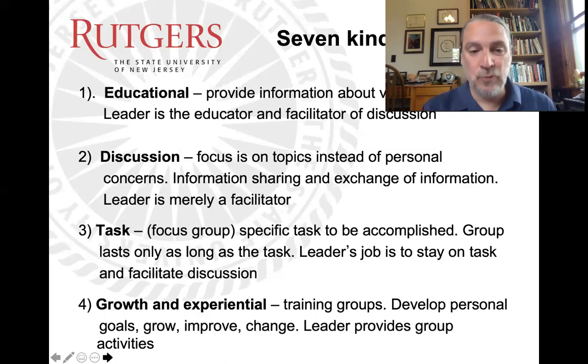Next, we have a task group, and very often these are called focus groups as well. This group is just put together for one purpose. And then as soon as that purpose is accomplished, the group disbands. You see these in the working world all the time. Here's a group of people to get this job done. They get the job done. It ends. The leader's role in task groups is to keep the group on task and keep the process moving forward. Your primary role is keeping the group from getting distracted.